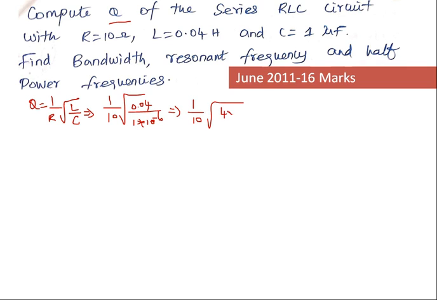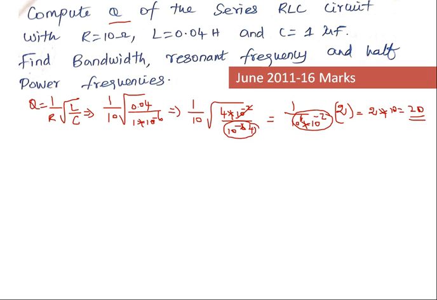It should be written as 4 into 10 power minus 2 divided by 10 power minus 6. So this will be cancelled. 10 power minus 4. Root of 10 power minus 4 should be equal to 1 by 10 into 10 power minus 2 into root of 4. Root of 4 is nothing but 2. So 10 power plus 1 into 10 power minus 2, which is equal to 10 power minus 1, which is equal to 2 into 10. Simply, quality factor 20. Okay, what is the second question?